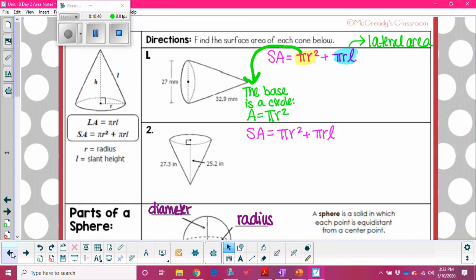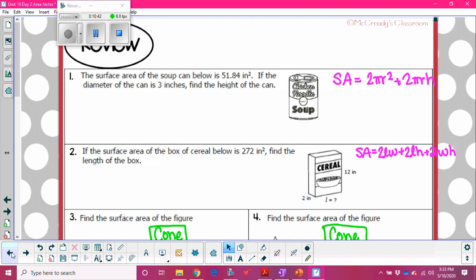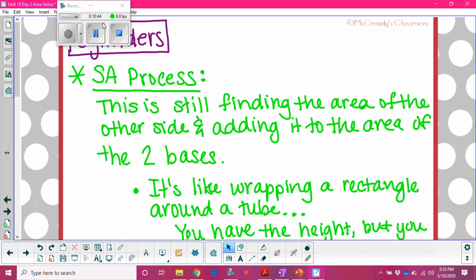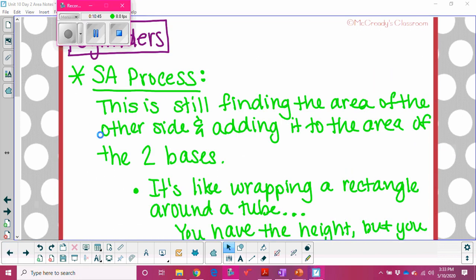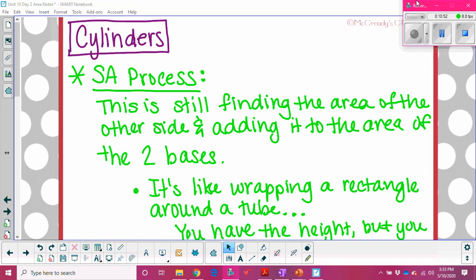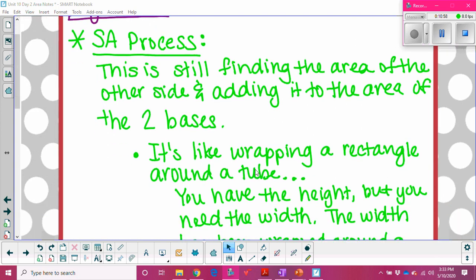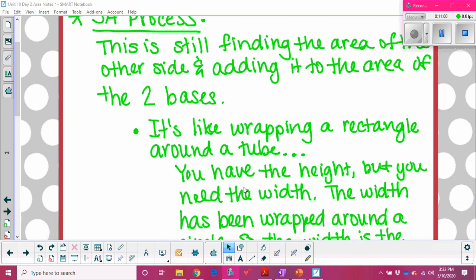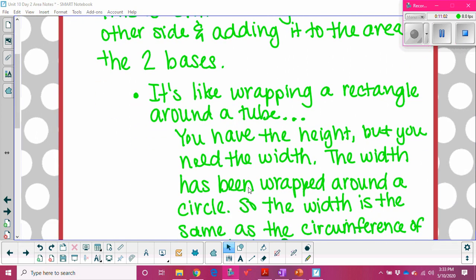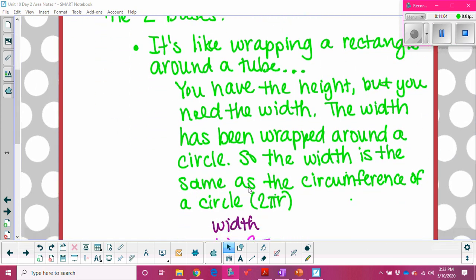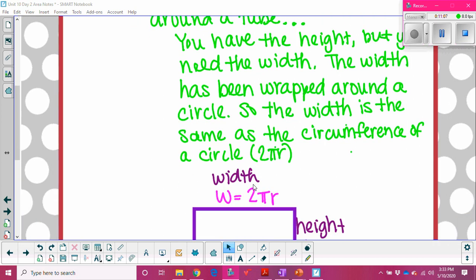Okay, so looking at this. Surface area process for cylinders. So basically, this is still finding the area of the other side and adding it to the area of the two bases. So it's like wrapping a rectangle around a tube. You have the height, but you need the width, and the width has been wrapped around a circle. So the width is the same as the circumference of a circle, which is 2 pi r.